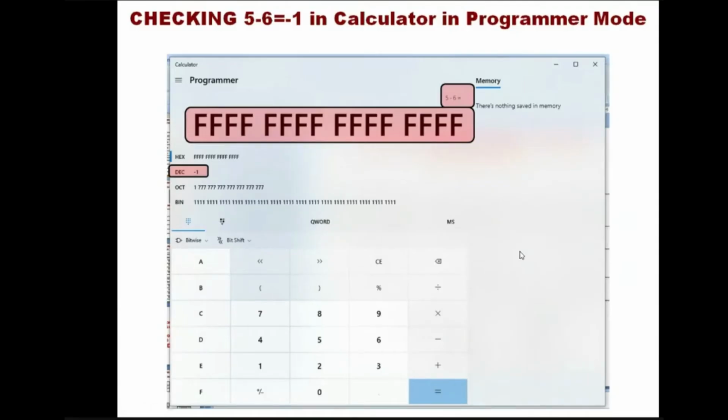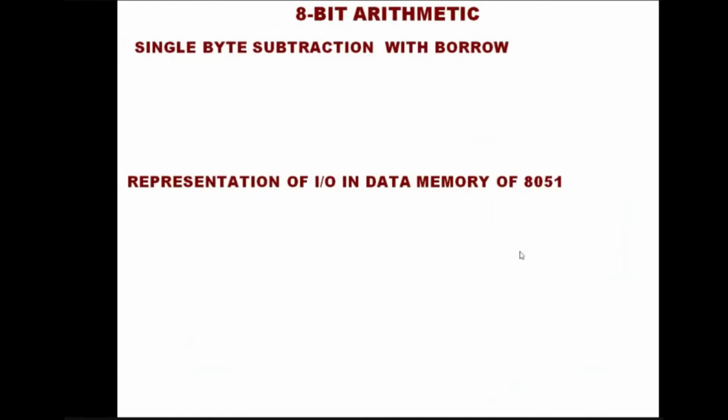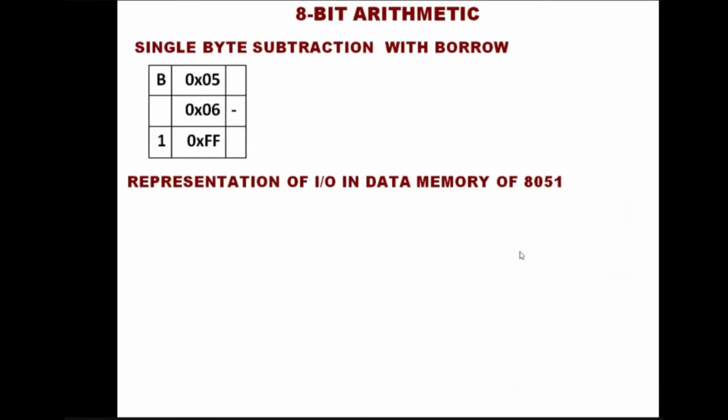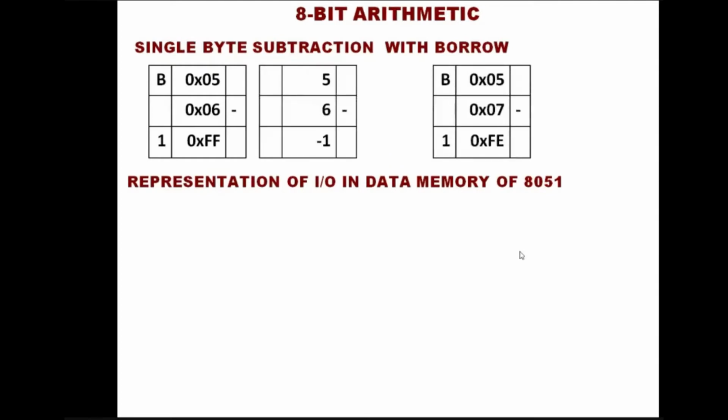So minus 1 means all ones, which is the moral of this discussion. With this understanding, we are going to do the 8-bit subtraction with borrow. Similarly, as 5 minus 6 is minus 1, represented as FF with the borrow flag set, in decimal 5 minus 7 is minus 2. Minus 2 is represented as FE.